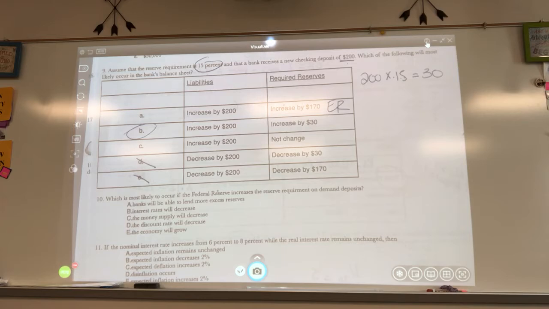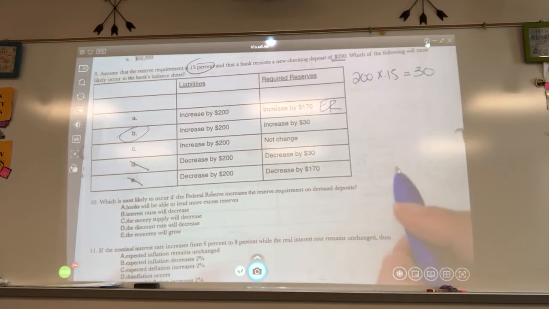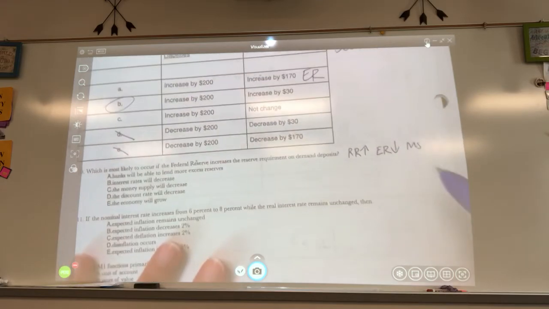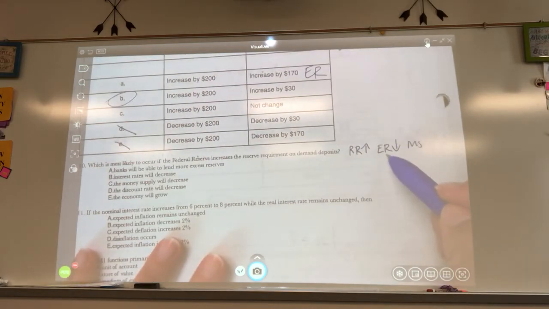10. Which is most likely to occur if the Federal Reserve increases the reserve requirement on demand deposits? Okay, so if my reserve requirement increases, what is gonna happen to my excess reserves? Decrease. So what happens to my money supply? This excess reserves is what I could loan out. So what happens to the money supply?